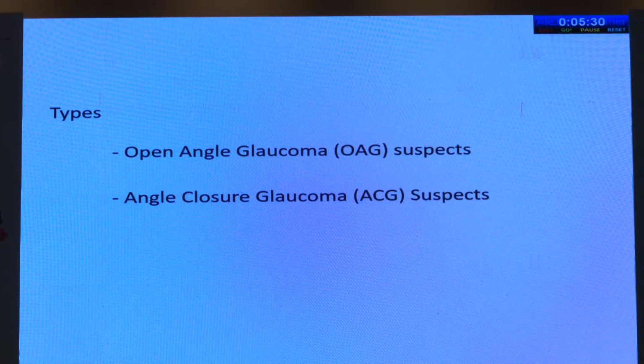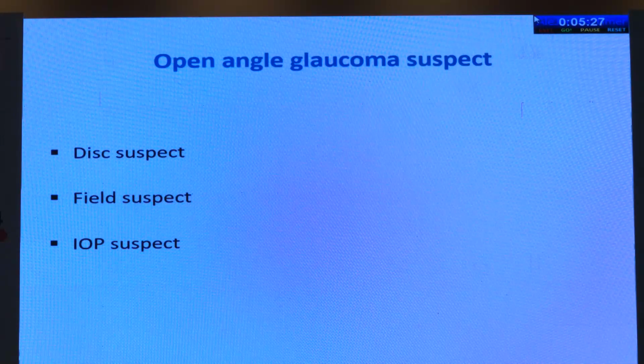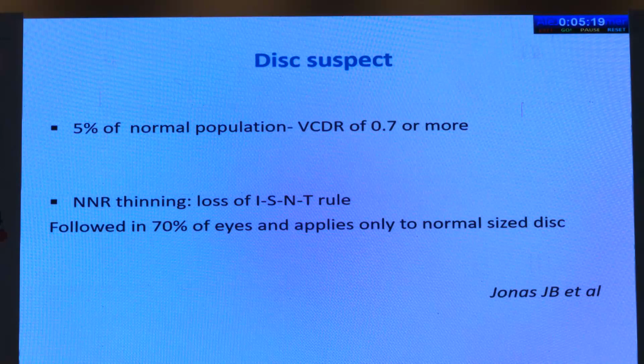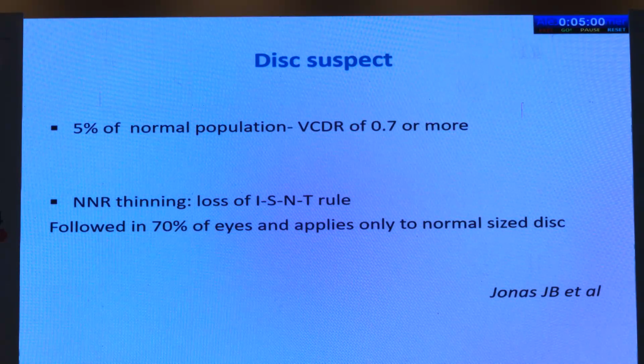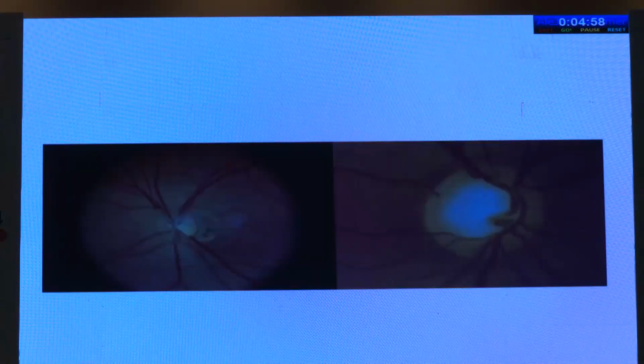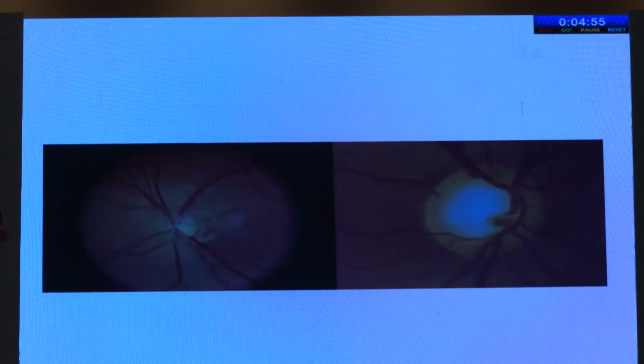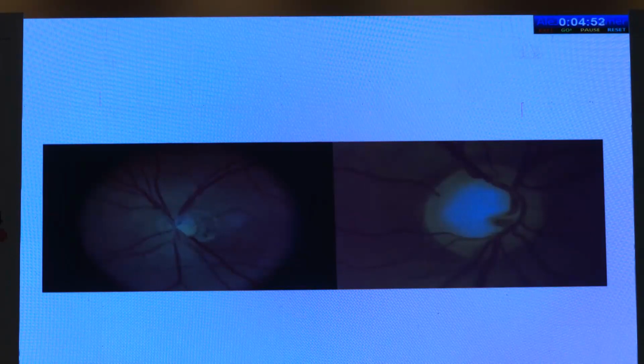They can be open angle glaucoma suspect or angle closure suspect. Open angle can be optic disc suspect or visual field suspect or the IOP suspect or the ocular hypertension group. So vertical cup disc ratio more than 0.7, that patient is not always glaucoma because 5% of normal population can have vertical cup disc ratio more than 0.7. And the rule which we insist on is not a rule, that is followed in 70% of eyes, and that applies only to the normal size disc. If you see, this is a large disc and large cup, that is also normal, and the other disc is also normal.